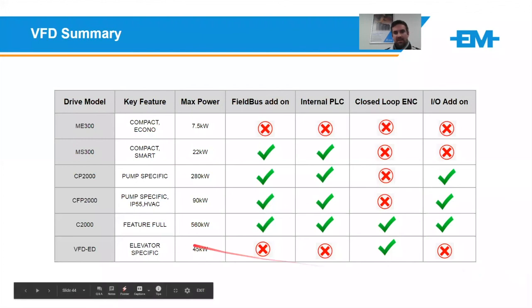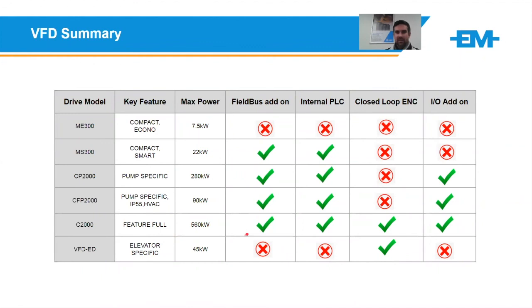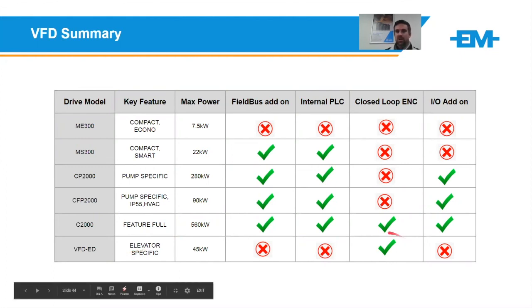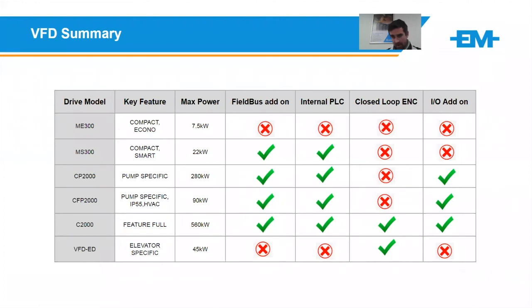The C2000 is full of features, and you can see it checks every single box. Plenty of field bus, internal PLC for days, full closed loop, and plenty of I/O add-on. So that's our full feature drive, the C2000, and then obviously the elevator specific drive. It only needs to support closed loop control to get that precision control on elevator stopping and starting, etc. So that's our drive series in a nutshell.